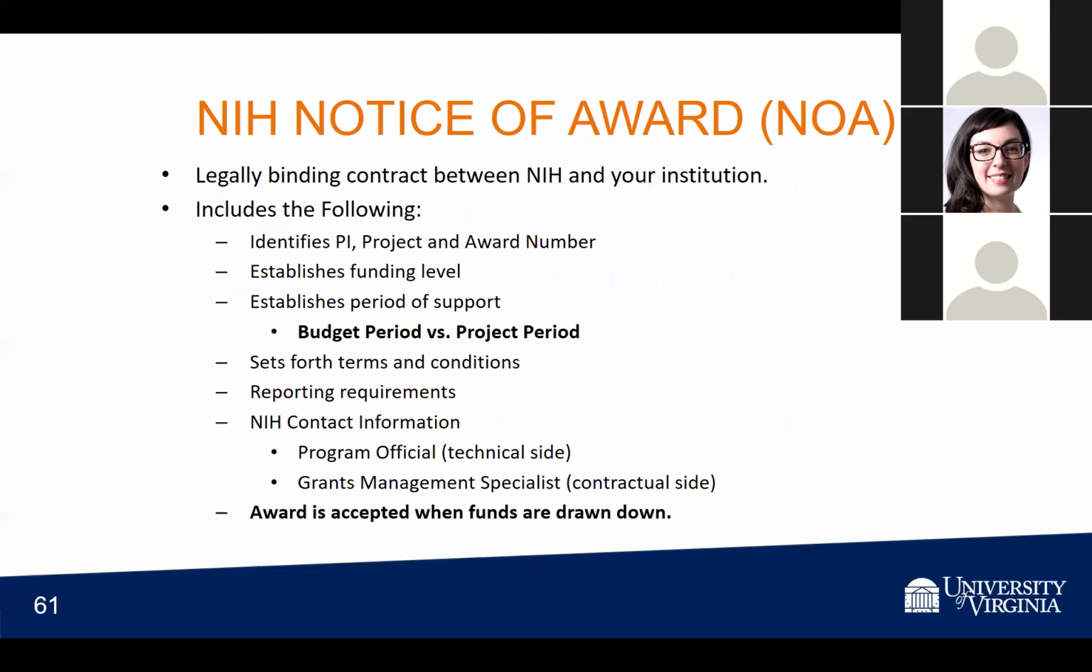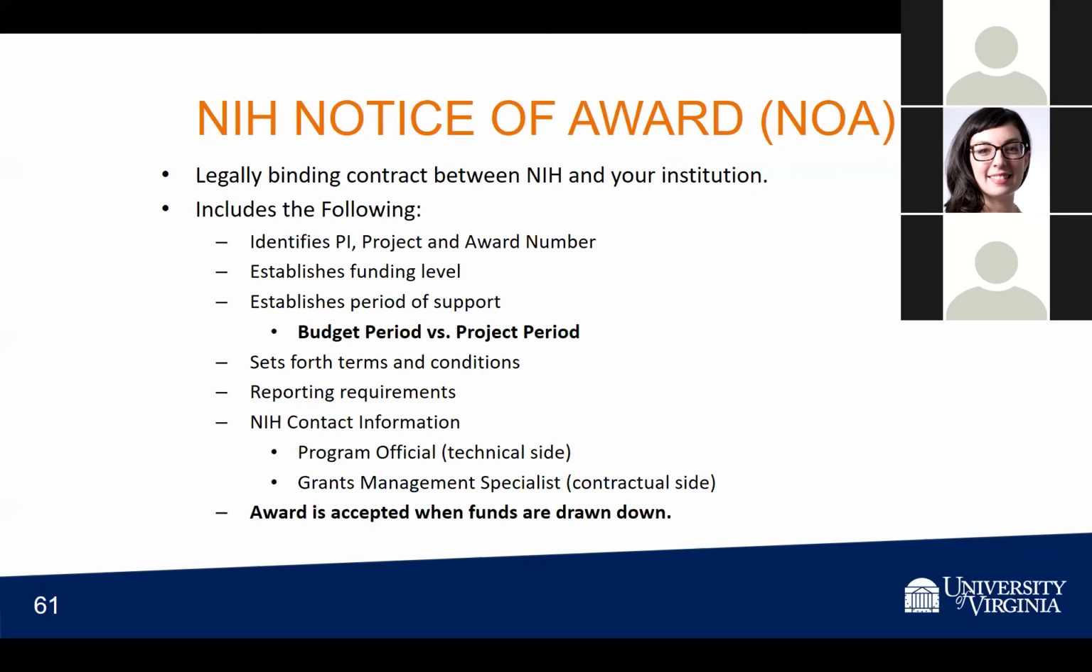So then finally, all that happens 10, 11 months later, and we get a notice of award. That's the legally binding agreement between NIH and your institution. It typically includes the following: it identifies the PI or PIs, if there are co-PIs, and the project and award number. It establishes the funding level. It establishes the period of support. And oftentimes there will be a distinction between the budget period and the project period. So in the example of the R01, maybe there's a 5-year proposed project period, but right now they're just funding budget period number 1. So you might have 2 sets of dates on a notice of award.